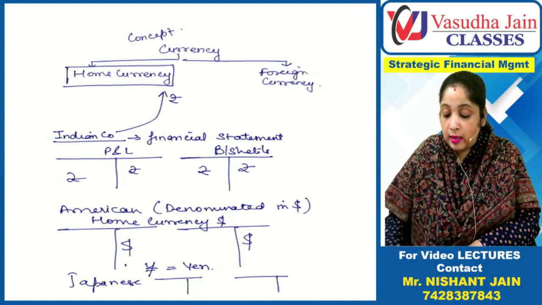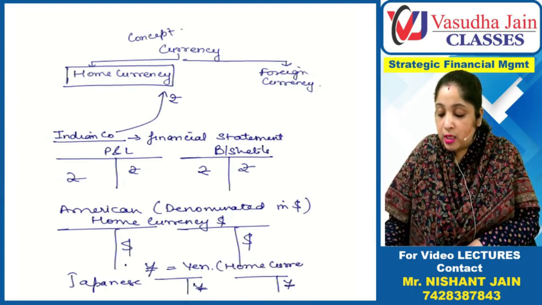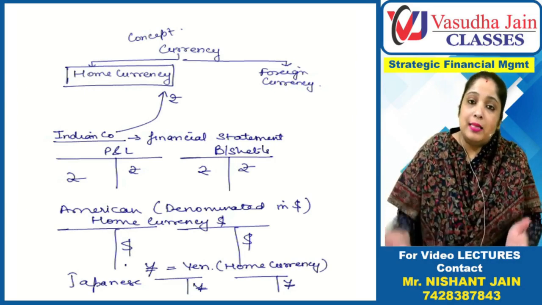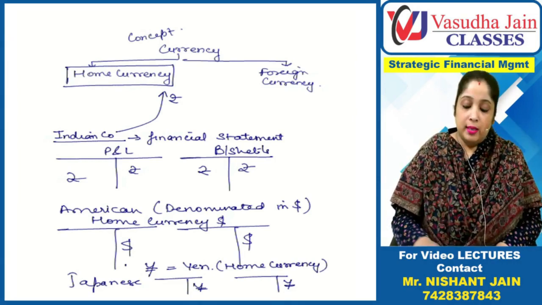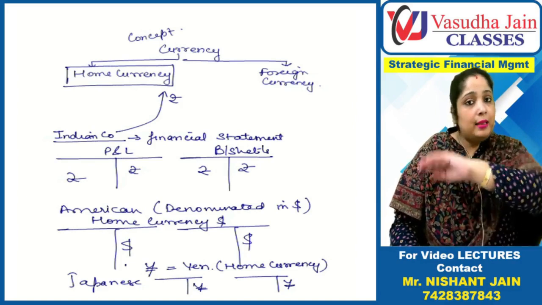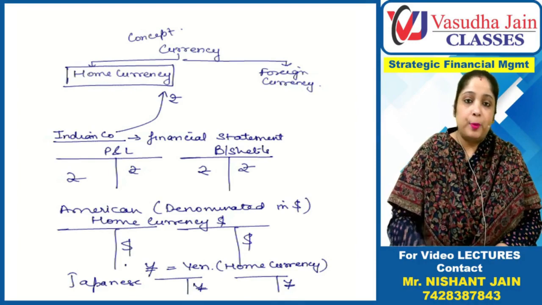So their financial statements are reported in yen. So their home currency is yen. So what is foreign currency? Very simple. All other currencies except home currency is the foreign currency for you. Meaning for an Indian company, home currency is rupees. Any other currency is foreign currency for an Indian company except rupees.